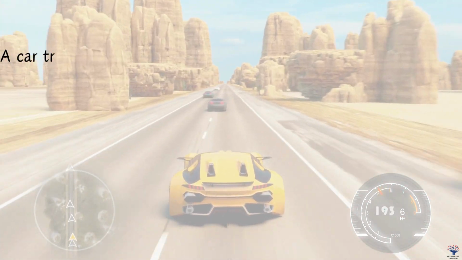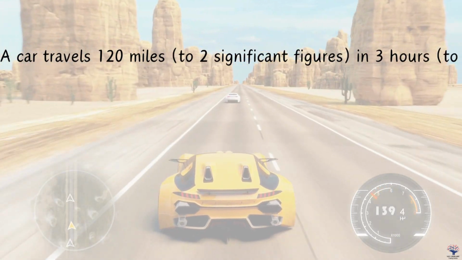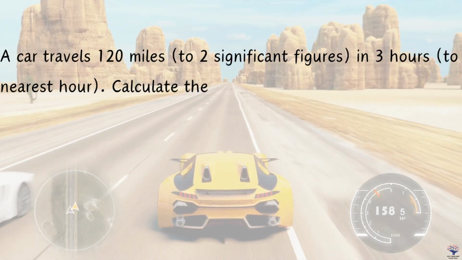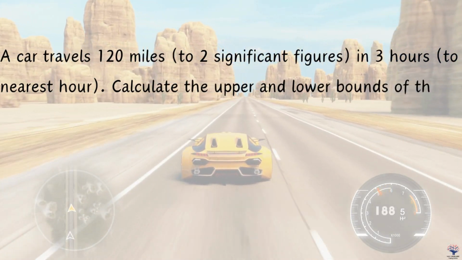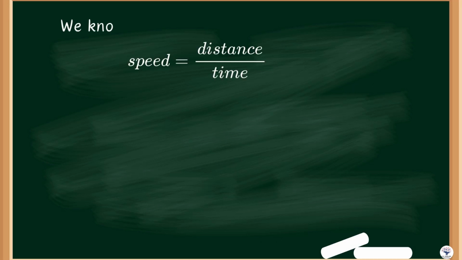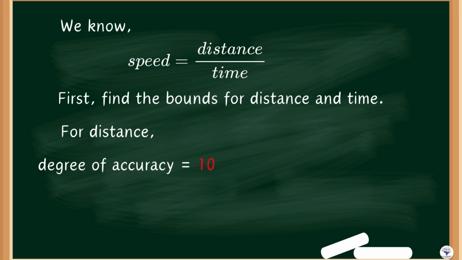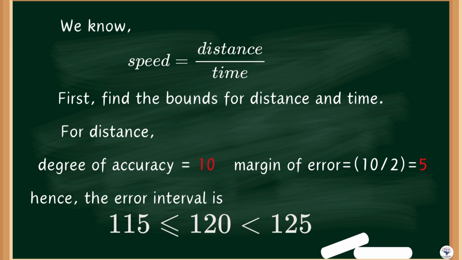Let's see another example. A car travels 120 miles, which is rounded to two significant figures, in 3 hours, which is rounded to the nearest hour. Calculate the upper and lower bound of the speed of the car. We know that speed is distance divided by time, hence we need to calculate the bounds for distance and time. For distance rounded to two significant figures, degree of accuracy is 10 and error margin is 5, which gives the error interval as 115 less than or equal to 120 less than 125.